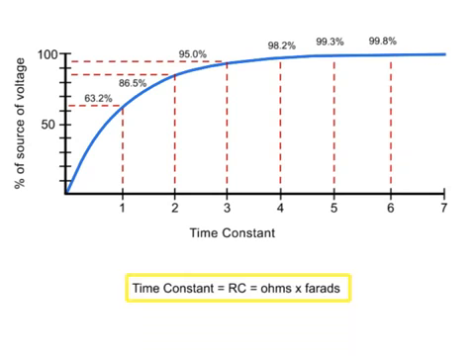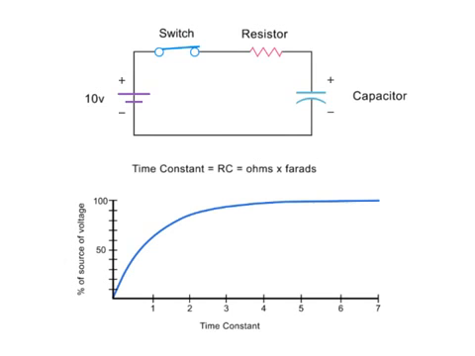A time constant in seconds is equal to the resistance of the circuit in ohms multiplied by the value of the capacitance in farads. For example, in this circuit, if you have a 1 megaohm resistor and a 5 microfarad capacitor, the time constant would be 5 seconds.